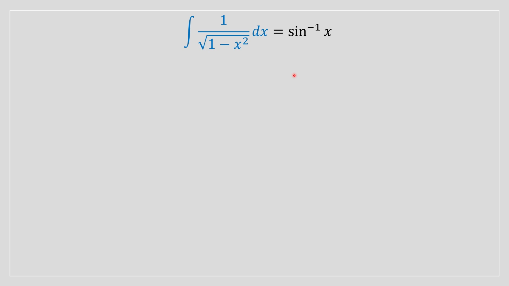In today's video, we're going to take a look at the integral of 1 divided by the square root of 1 minus x squared dx. Why is that equal to arc sine of x? Let me show you how.